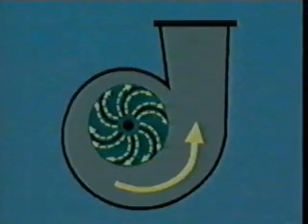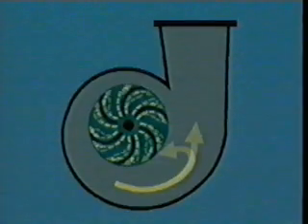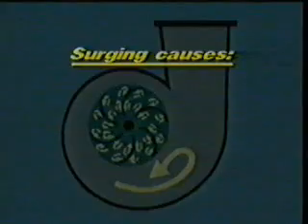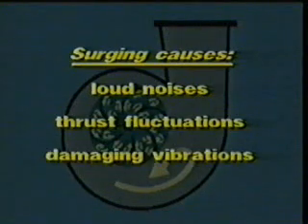If the flow through the compressor is decreased even more, a point will be reached where there's a complete recirculation of flow through all vane passages of the impeller. This causes a large amount of backflow and a violent surge can occur. In addition, these large flow reversals can create loud noises, thrust fluctuations, and damaging vibrations in the compressor.